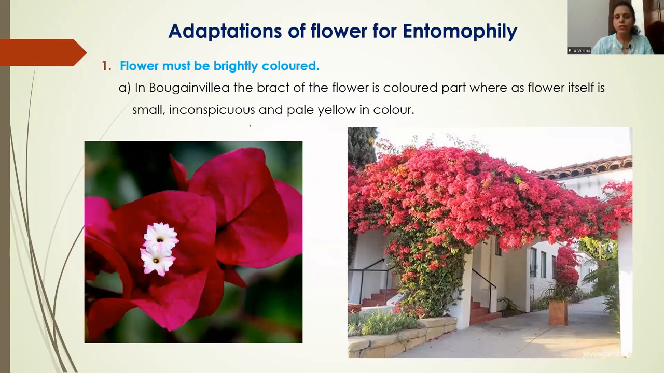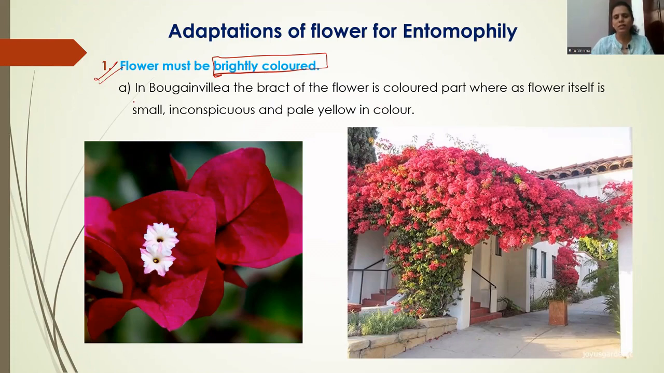The first adaptation is that all these flowering plants which are pollinated by insects are brightly colored. This is a very important adaptation. All these flowering plants which are pollinated by insects are brightly colored, because this bright color attracts the insects from far away.